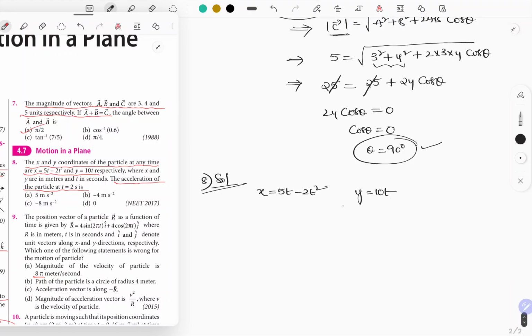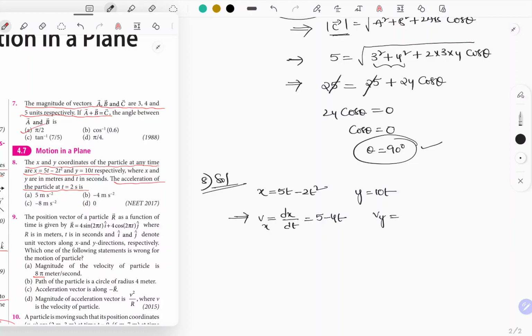As they have given position in both x and y direction, you have to find out acceleration of the object in both direction. Let me find out first. Velocity v is equal to dx by dt. What's the differentiation of this position with respect to time? You are going to get 5 minus 4t. This is velocity along x direction.